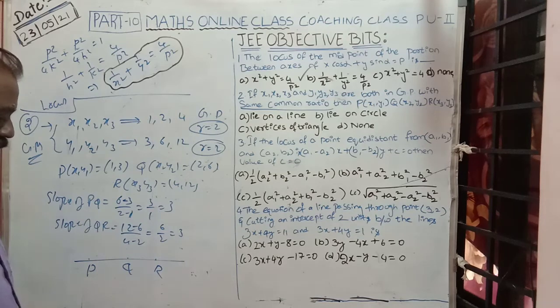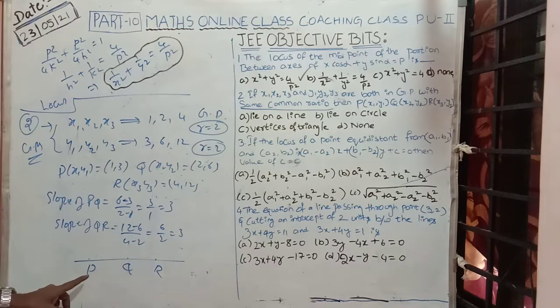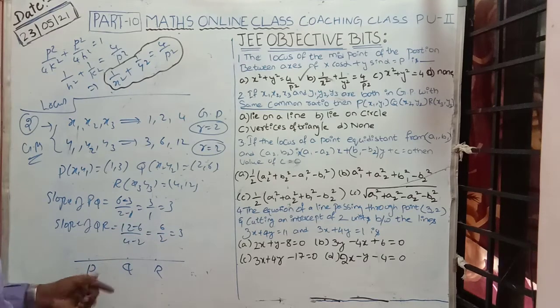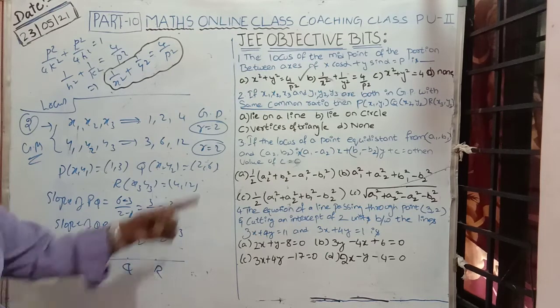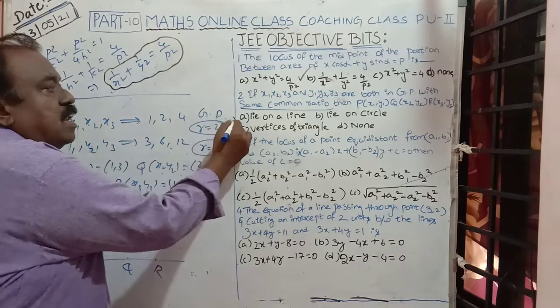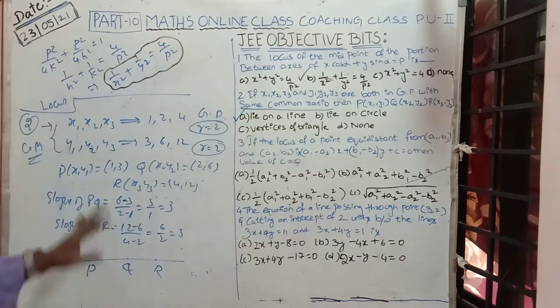Maybe parallel, but PQ and QR will not be parallel. PQ, QR, is it parallel? No, they are collinear. Collinear means lying on a line. Okay?